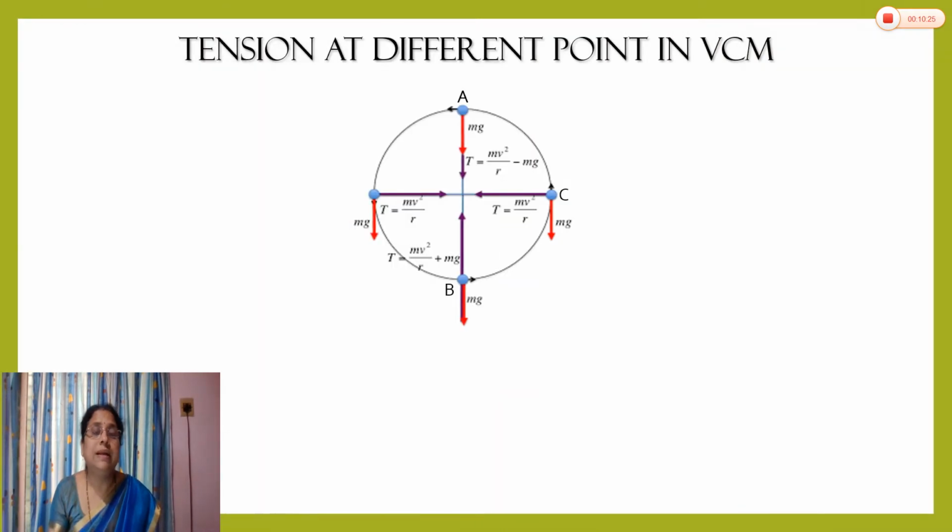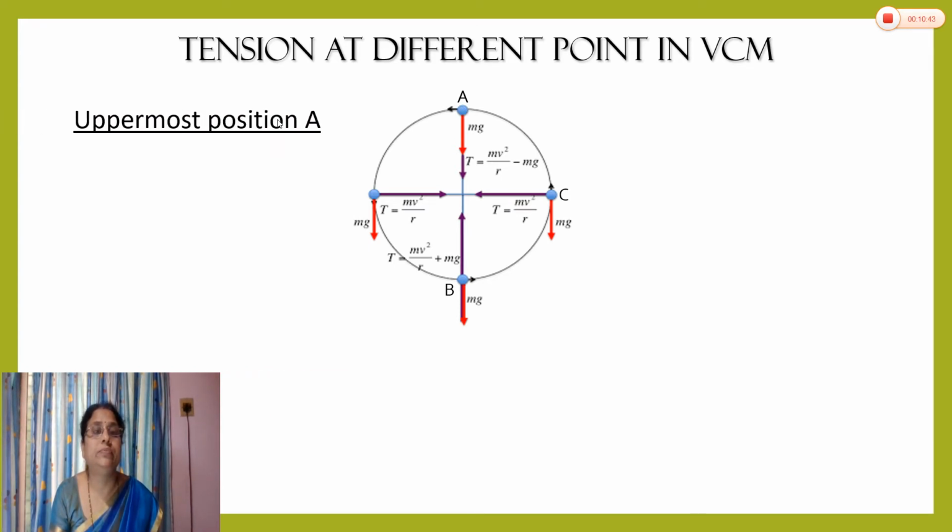Now, let us discuss the tension at different points in vertical circular motion. In the case of the string, we consider that at the uppermost point A, the tension is 0. But here, in the case of the rod, at the uppermost position A, we can find what forces are acting on this bob: its weight mg acting vertically downward, and the tension.